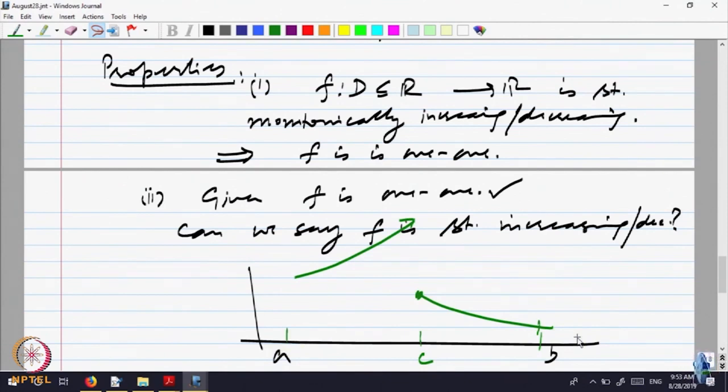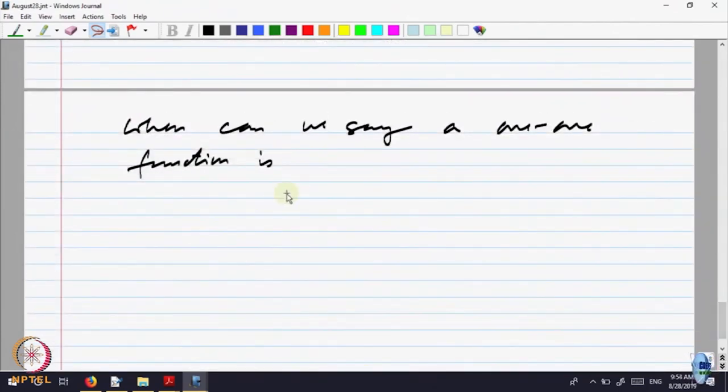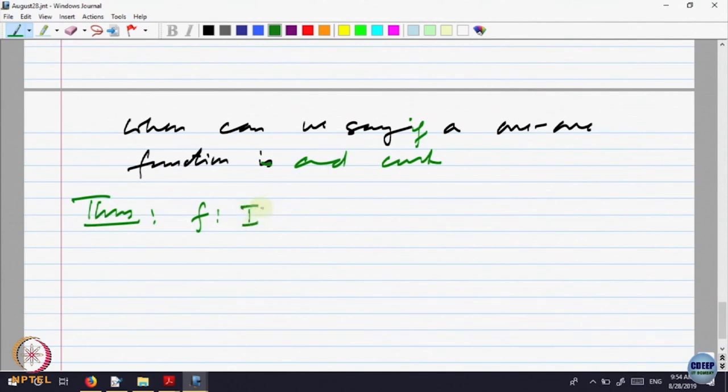Why is it happening? Because there is a break in the graph of the function. So probably it is true that if the function is continuous and 1-1, then it should be monotone. So let us write that as a theorem. Let f from an interval I to R be continuous and 1-1.